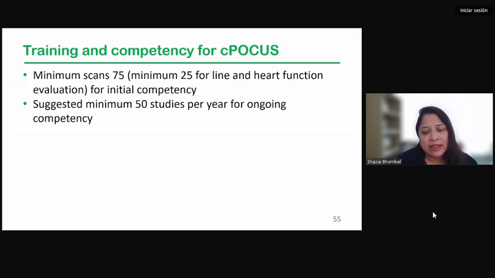The guidelines from the American Society of Echocardiography, the training and echocardiography cardiac POCUS guidelines from this past year, gave some guidance on a minimum number of scans for cardiac POCUS: a minimum of 25 for lung and heart function evaluation for initial competency, and then an ongoing 50 studies per year for ongoing competency. Our communities are currently working through the National POCUS Collaborative, thinking about basic and advanced applications and also help with credentialing, so more information and guidance is coming out soon.